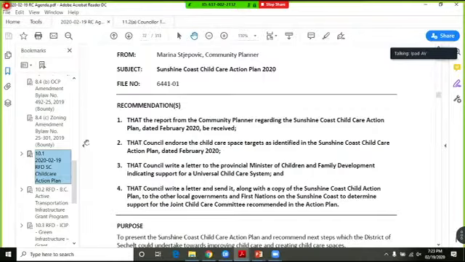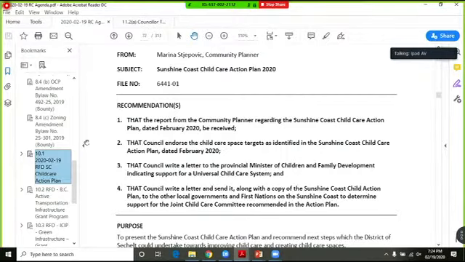Thank you very much. All right, so let's move to the recommendations in item 10.1. So the first one is that the report from the community map planner be received. Moved and seconded. All in favor? Thank you. And then the other three recommendations. What would you like to do with those? Councillor Toth?